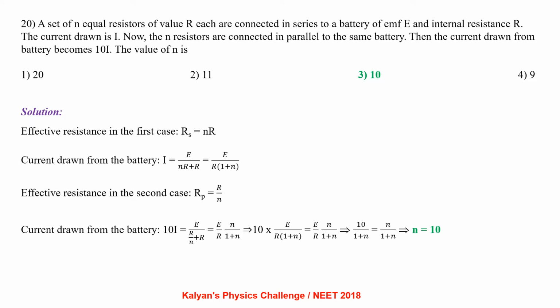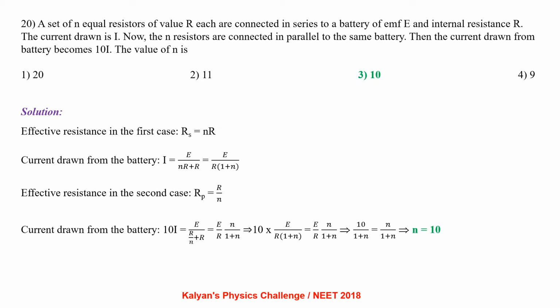A set of n equal resistors of value R each are connected in series to a battery of EMF E and internal resistance R. The current drawn is I. Now the n resistors are connected in parallel to the same battery, then the current drawn from the battery is 10I. The value of n is.